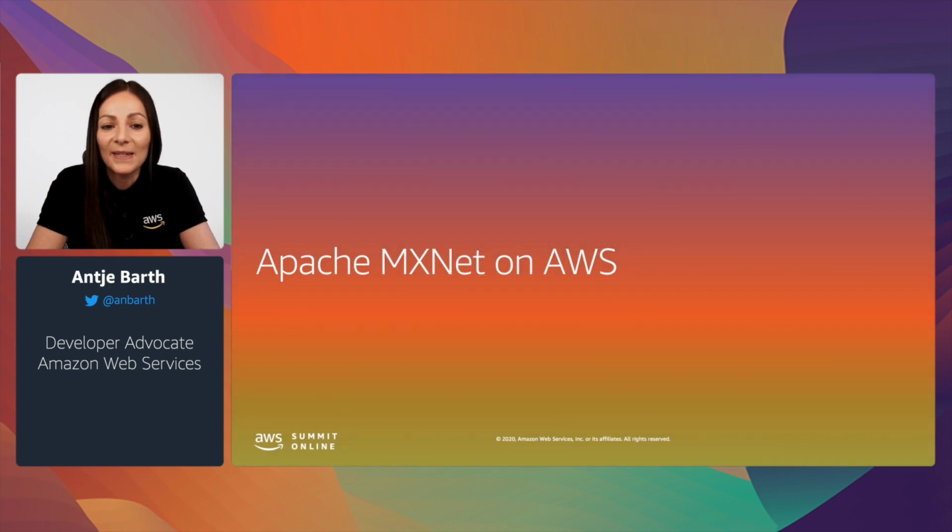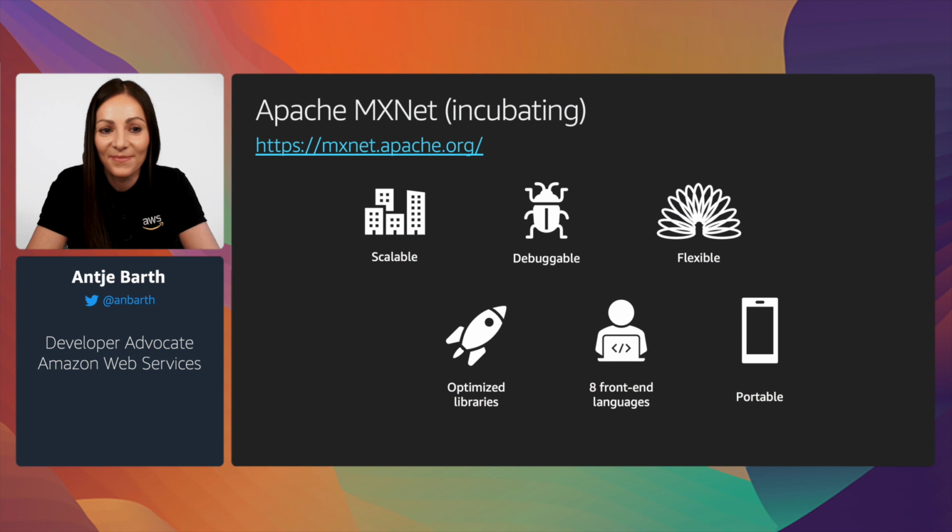All right, so as a last part here in this session, let's actually see how you can work with Apache MXNet on AWS. Apache MXNet is an Apache project, no surprise, in the incubating phase. It also got adopted by Amazon in 2016 as the deep learning framework of choice, by the way. Also, it comes with a lot of benefits. It is highly scalable, debuggable, and flexible. It actually supports a variety of languages, and it also comes with optimized libraries.